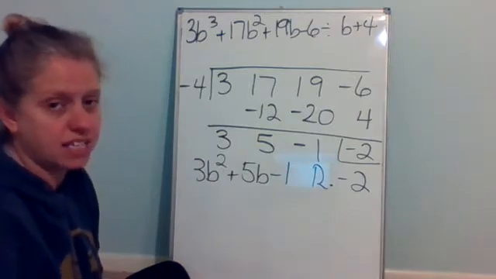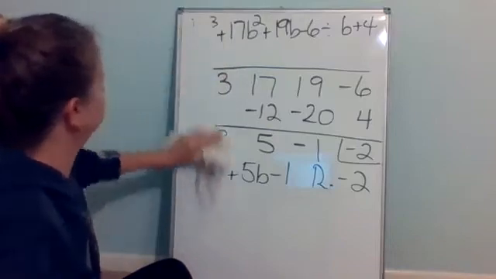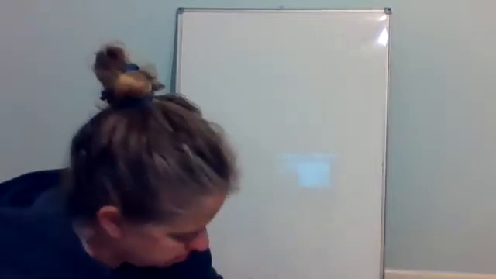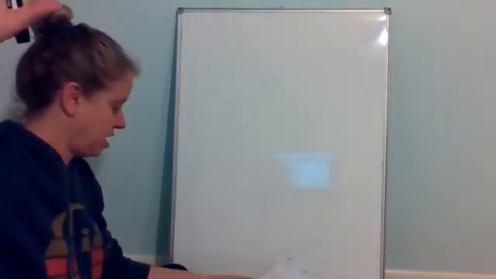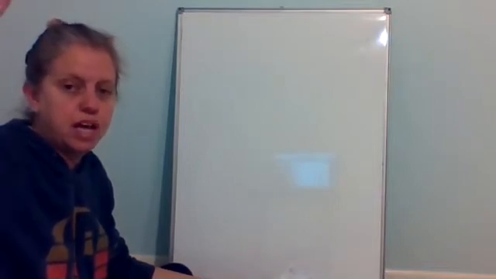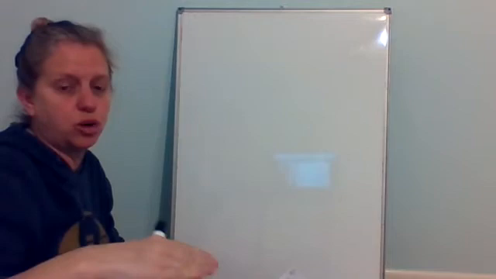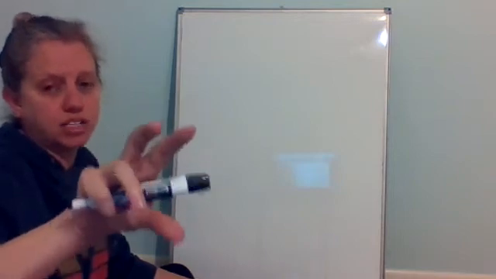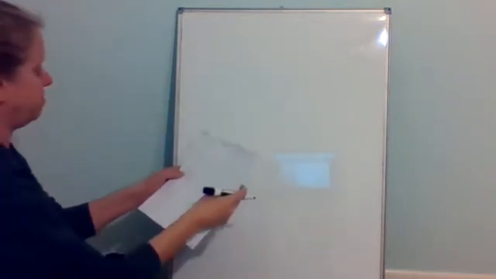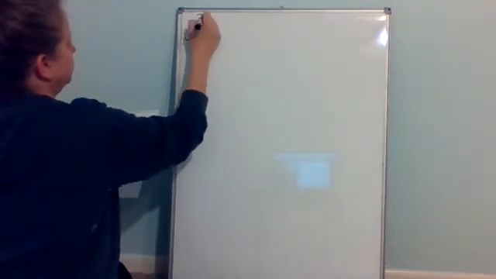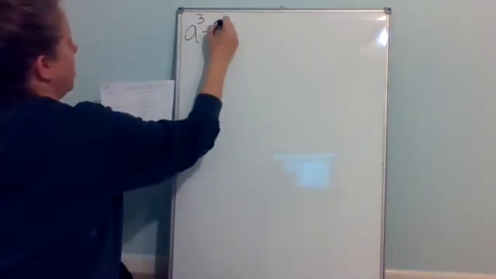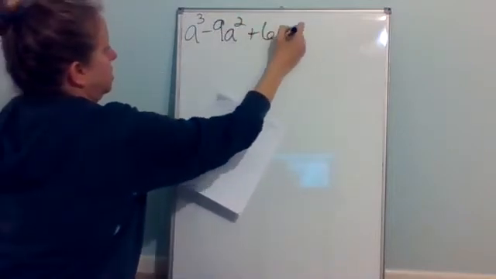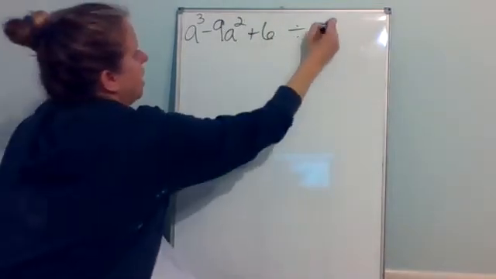All right, number 3 does have something new that we haven't seen. When you're doing synthetic division and you start off with an a to the 3rd power, you don't want any missing exponents on your way down. If you do have a missing exponent, you're going to fill in a 0 for that term. Let me show you what I'm talking about. On number 3, you have a to the 3rd minus 9a squared plus 6 divided by a minus 5.